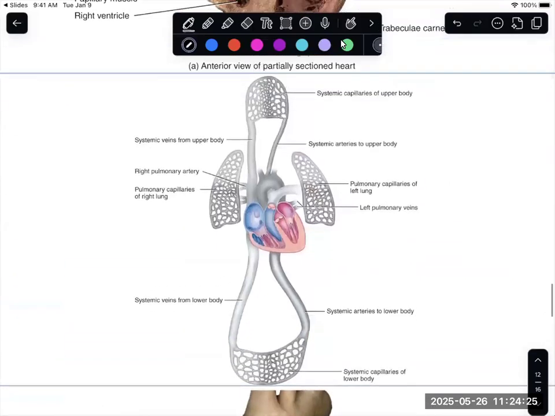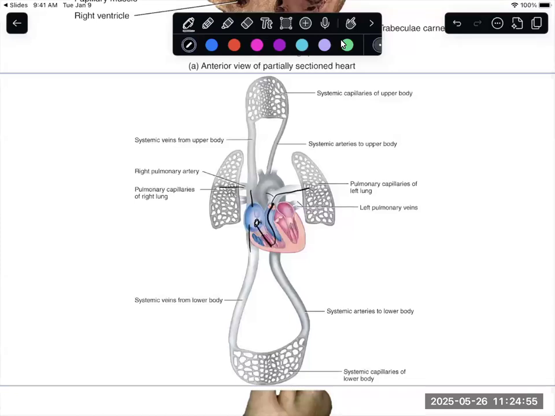So let's go through how blood travels through the heart. Blood is coming into the heart through that superior vena cava, that inferior vena cava, or that coronary sinus. It is coming to that right atrium. That right atrium is going to contract and push blood to that right ventricle. From here, it's going to contract and push blood up through that pulmonary valve, through that pulmonary trunk, and off to the lungs.